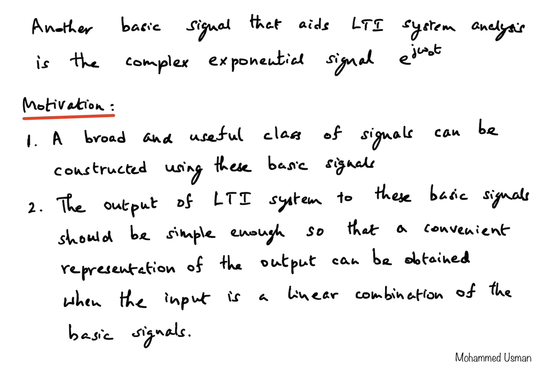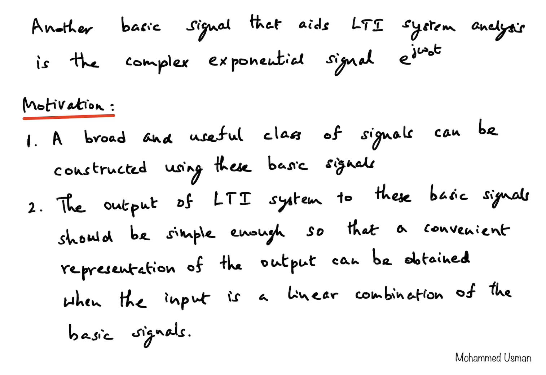So again, just to recall, the complex exponential signal has the form e power j omega naught t, and that's for the continuous time case. And if it is for the discrete time case, we will write it as e power j omega naught n, where n takes on discrete values. We'll come to that later.